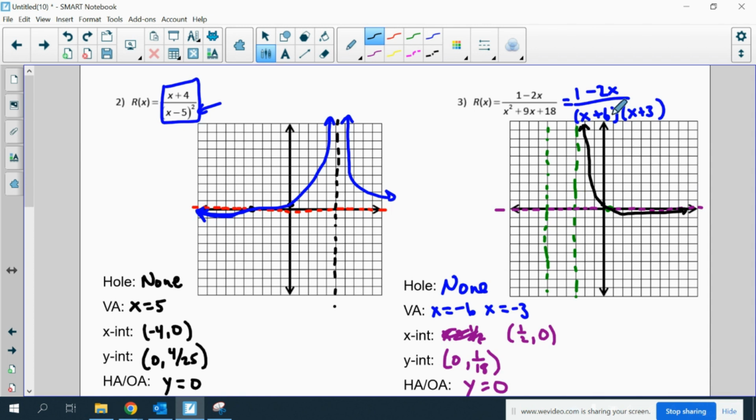Notice that neither the x plus 6 nor the x plus 3 is squared. So that means that the function will approach the vertical asymptote in different ways. Notice that there is not anything that crosses the x-axis here. There was no x-intercept in between. So it can't cross. It has to come back down. And then the behavior of the function at the vertical asymptotes will be going in different directions. And then we will approach the horizontal asymptote as we go off to infinity.